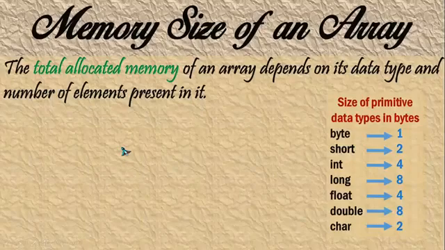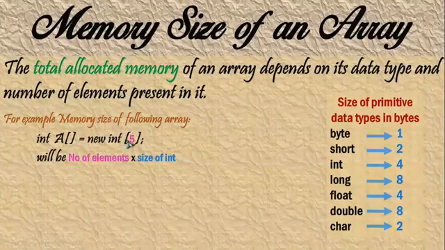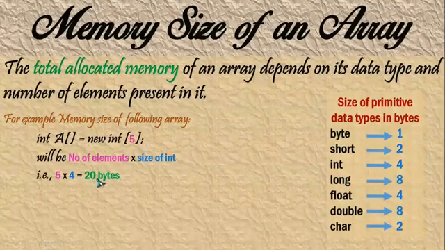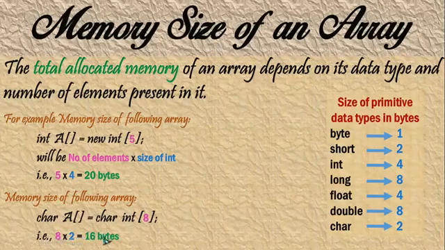If we have an array of integer, and the size of that array is 5, then how do we calculate the memory of the array? Number of elements, that is 5, into size in bytes, that is 4 here. So 5 into 4 is equal to 20 bytes. Let us see another example. Here we have a character array which has 8 elements. So 8 into 2 is equal to 16 bytes, which is the memory size of that array.